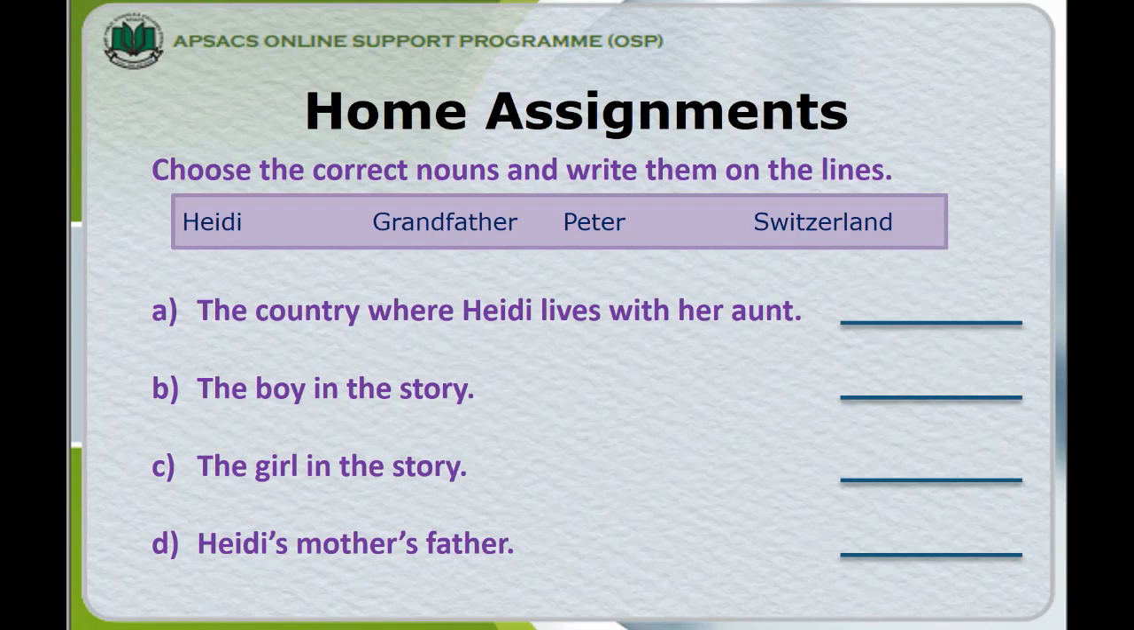Good answer. Now B. The boy in the story. What was the name of that boy? Very good. Peter. Now C. The girl in the story. Who is the main character of the story? Yes, Heidi. Okay, the last one. Heidi's mother's father. Very good. Grandfather.